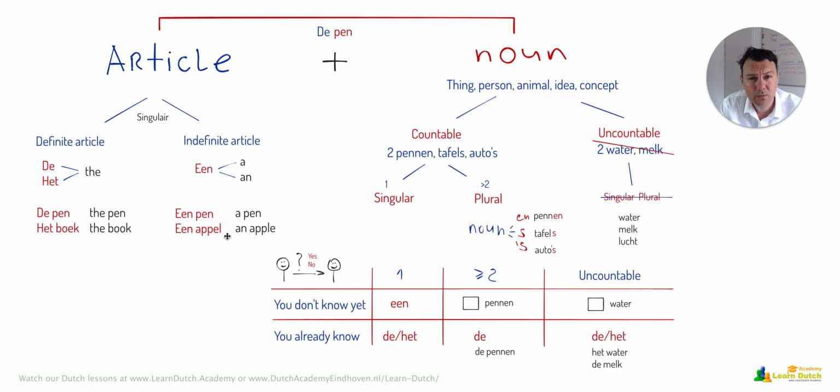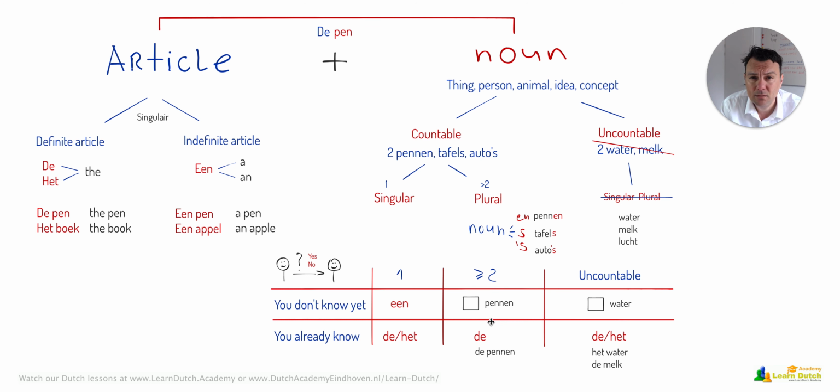How are you going to use it? Before you ask something or say something, you need to ask yourself, do you know what I'm going to talk about? If the answer is nee, you don't know yet, and it is one thing or person, you're going to say een, for instance, een pen. If it's 2 or more, which is plural, you're going to say pennen.